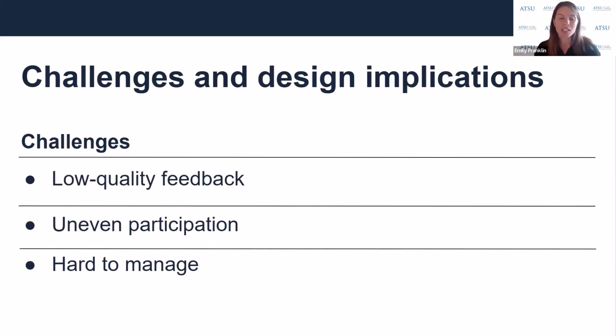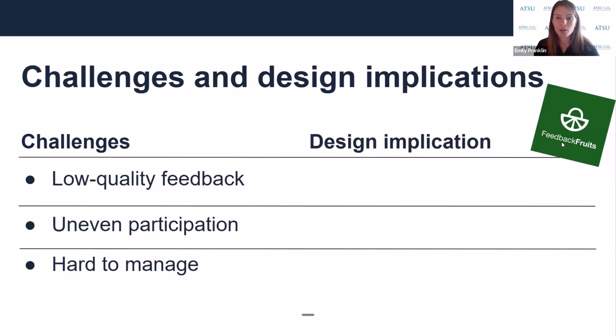And so peer review is an activity that's hard to do just once. We do need a lot of structure here. And so that's some of the design implications to these challenges. And this is where a tool like Feedback Fruits can come in handy, because it helps to address these challenges.